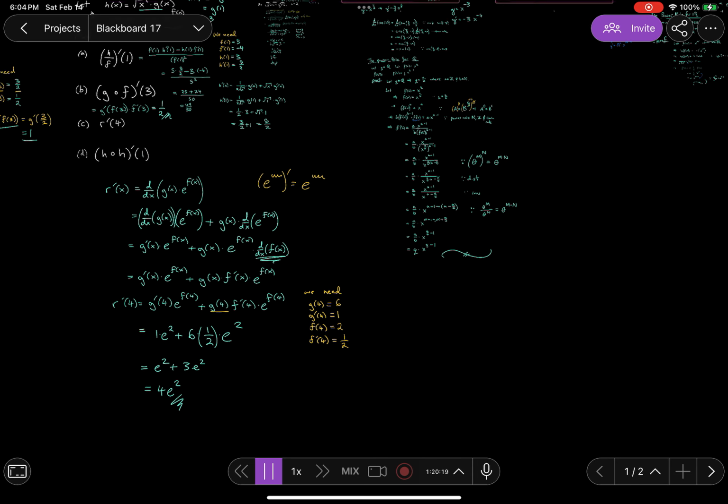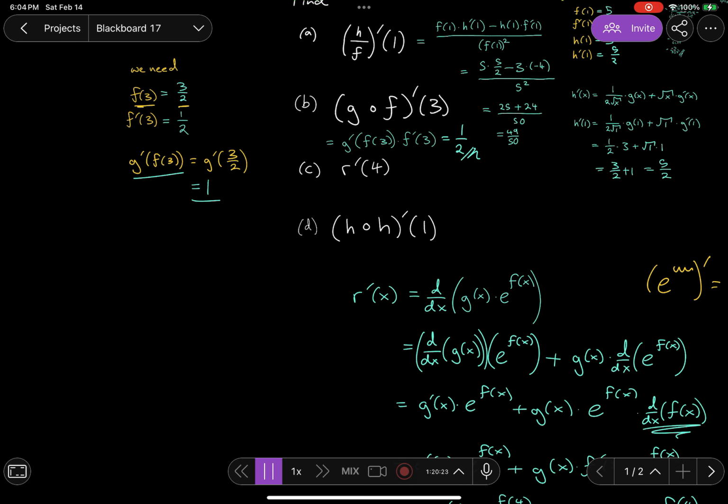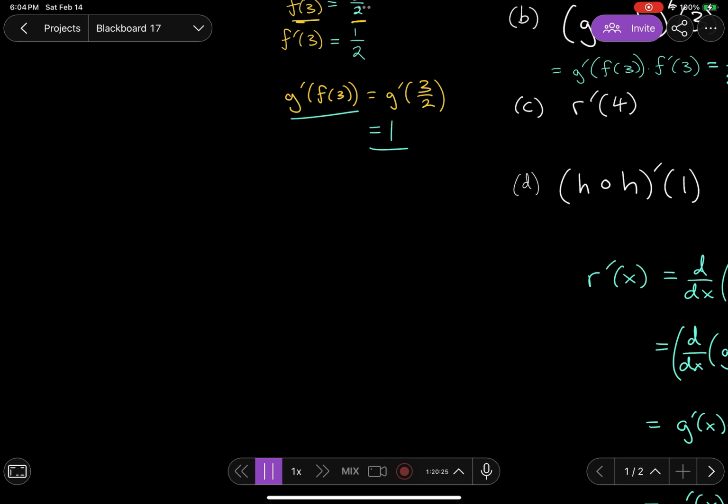All right, what else we got? Last one. H of h prime of 1. Okay, so this is a function composed with itself. H of h prime of x, all I have to do is follow the chain rule. It's just like the g of x in the chain rule is the f of x again, pretty much. In other words, this is going to be h prime of h of x times h prime of x.